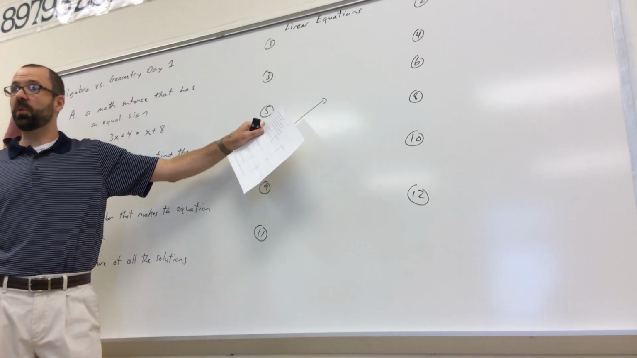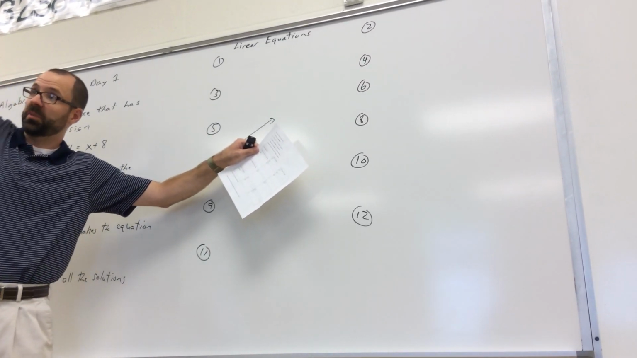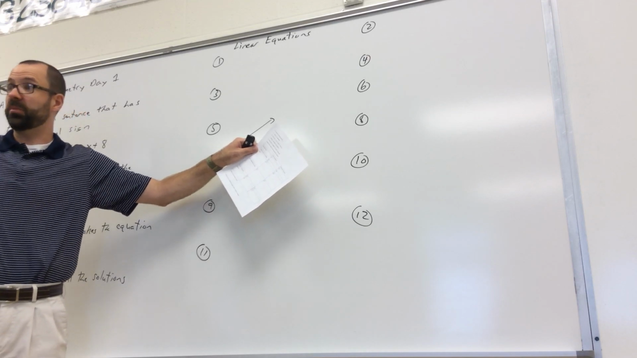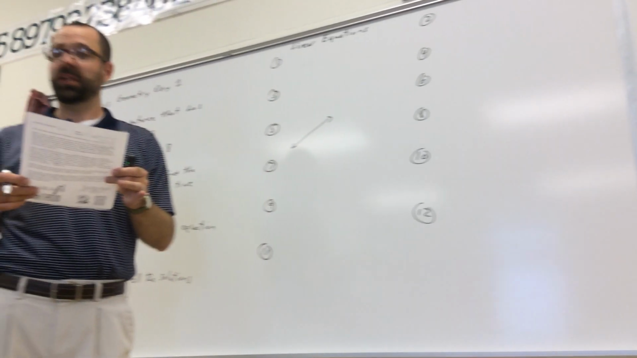So if it's a linear equation, it's going to look something like this. It could be slanted differently. It could be going down instead of up, or it could be flat. But if it's a linear equation, then it's going to be a straight line.